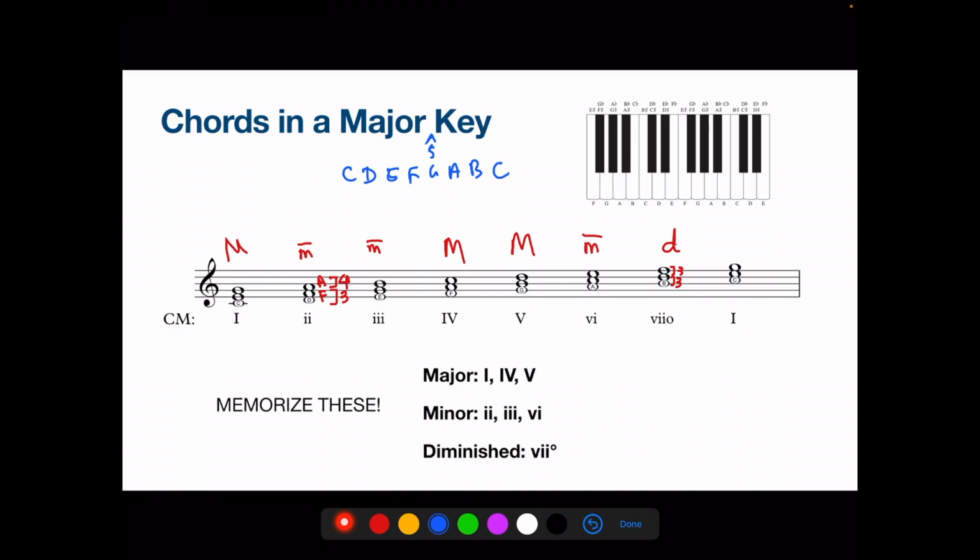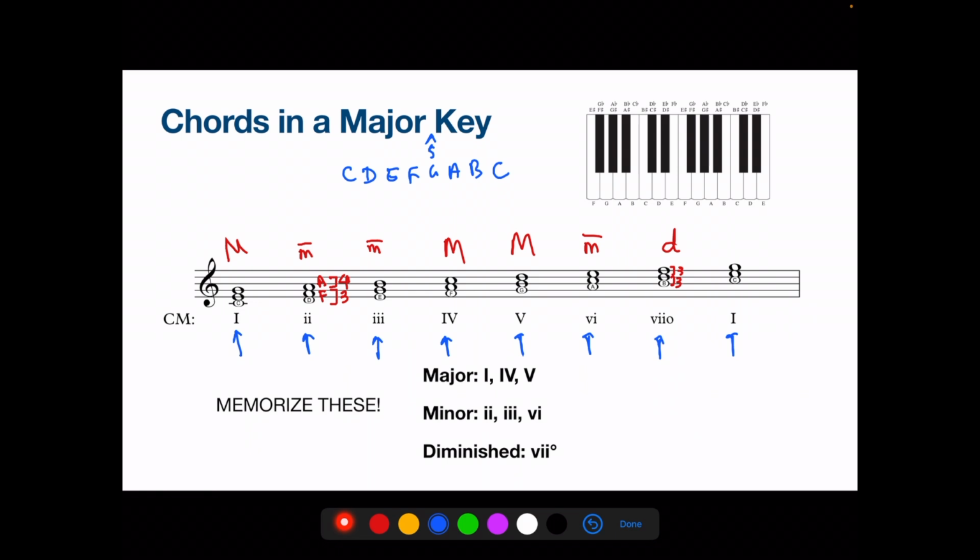Whereas when we're talking about chords in a major key, we have to use something called Roman numerals, and that's these little guys.